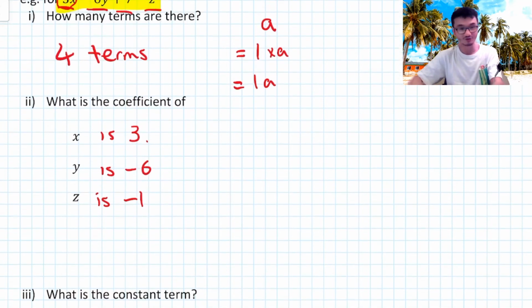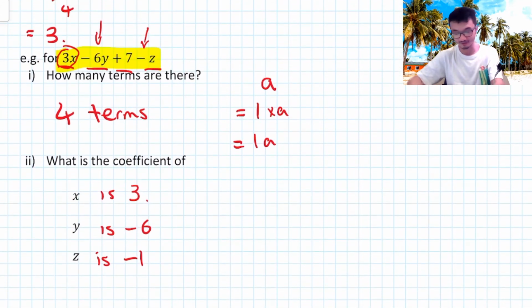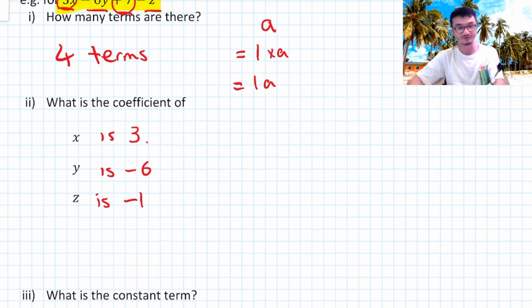Okay. What's the constant term? Well, it's the number that's by itself, and that's +7 over there.